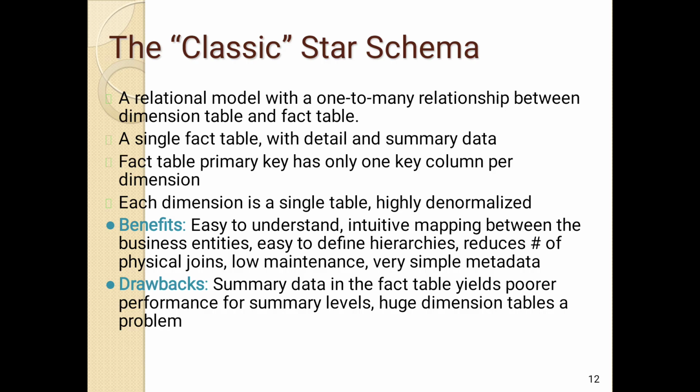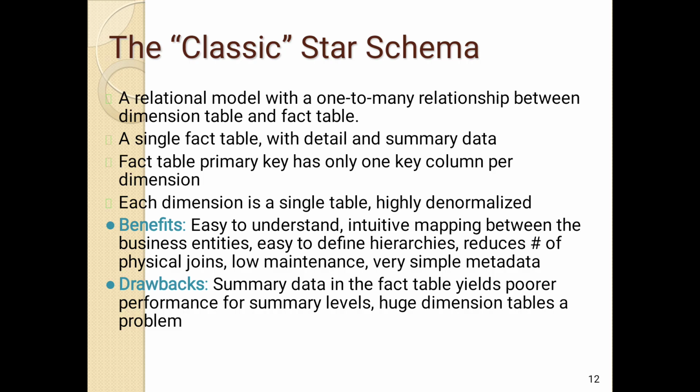Here, the primary key has a key column per dimension. For example, if you have 5 dimensions attached to a fact table, there will be 5 columns in your fact table. Each dimension is in a single table that is highly denormalized. So what are the benefits of the star schema? For the mapping between the business entities, it is easy to define the hierarchies. And one more thing, it is easy to grab our data using queries. It is low maintenance and has very simple metadata.